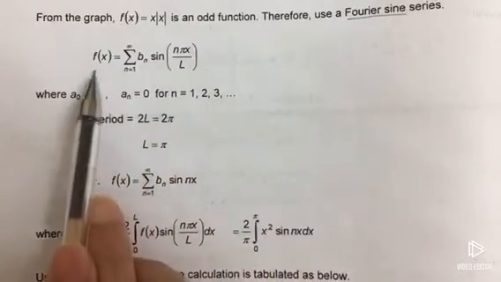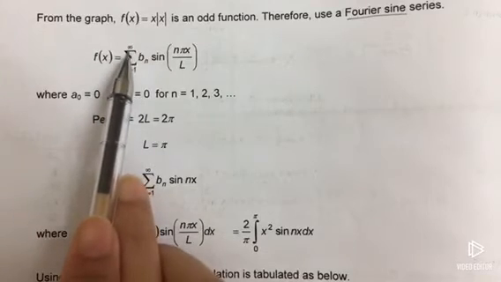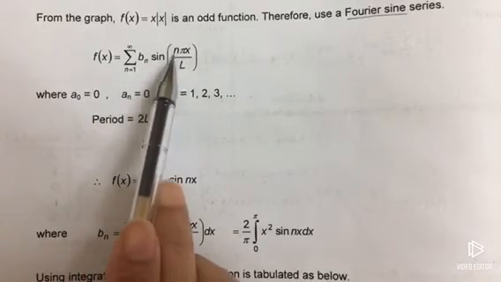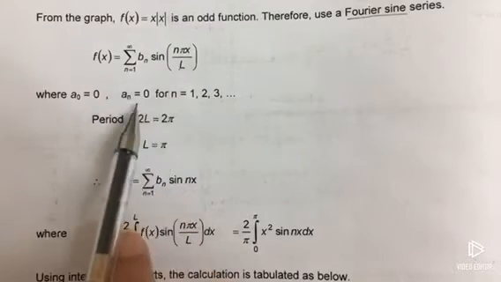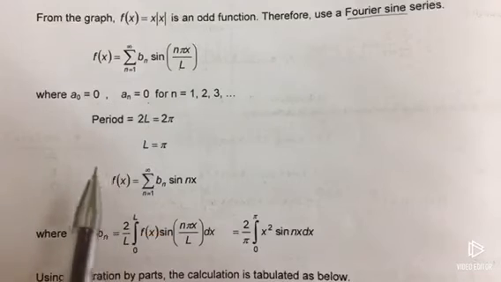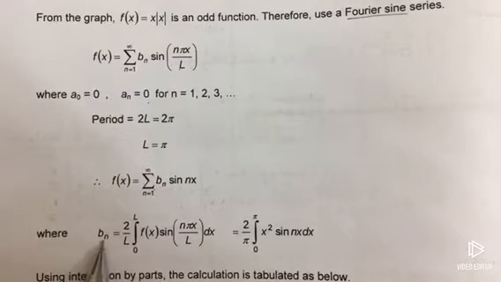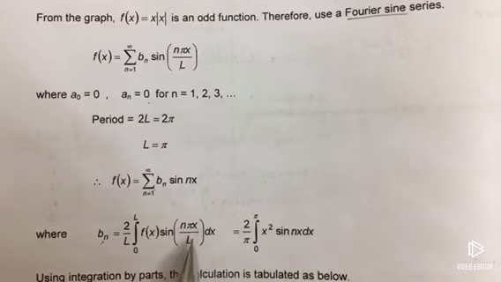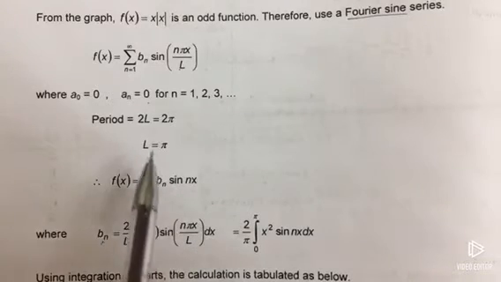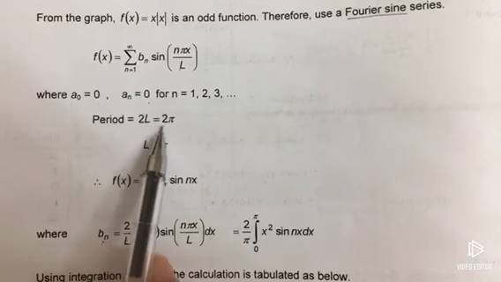The Fourier sine series is given as f(x) equal to summation from 1 to infinity Bn sin(n pi x over L). Okay, A0 equal to 0, An equal to 0, so we only find Bn. Bn equal to 2 over L, integral from 0 to L, f(x) sin(n pi x over L) dx. L equal to pi because 2L equal to 2 pi.